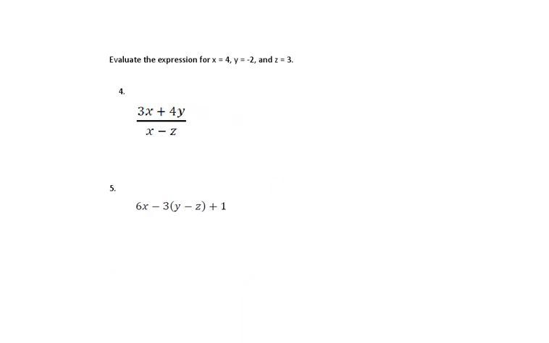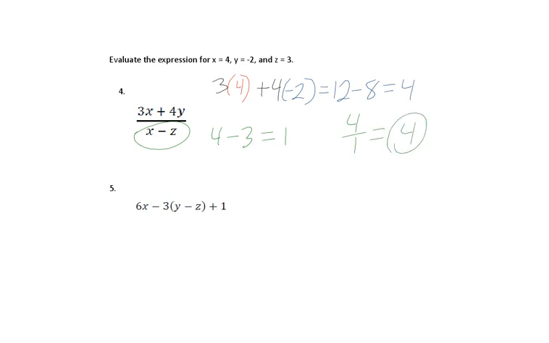Question 4 would like us to replace x, y, and z with 4, negative 2, and 3. Working up top, we have 3 times 4 plus 4 times negative 2. 3 times 4 is 12, 4 times negative 2 is negative 8, and 12 minus 8 is 4. On the bottom, x minus z is the same as saying 4 minus 3, which is 1. So when you're finished, 4 divided by 1 is 4.